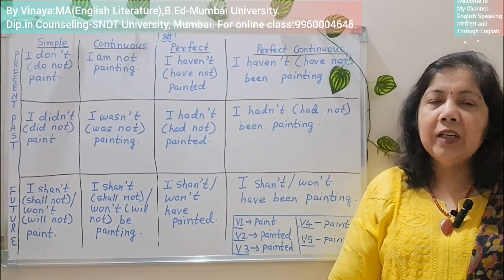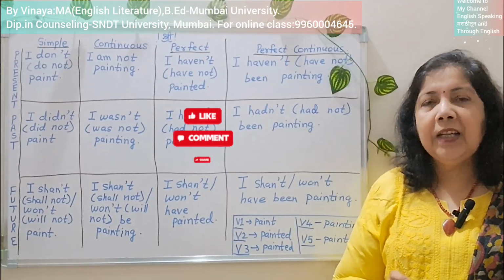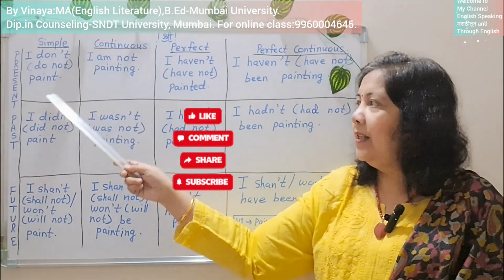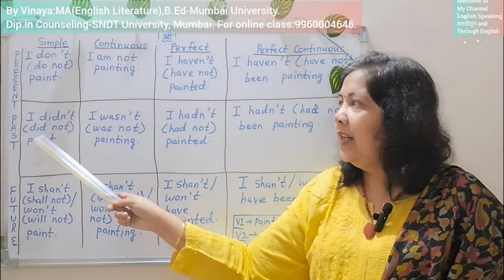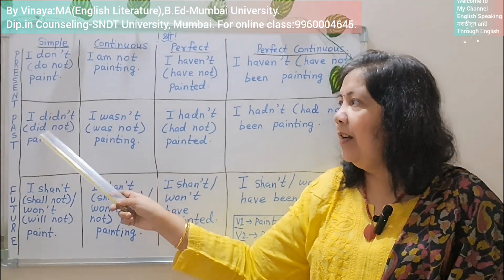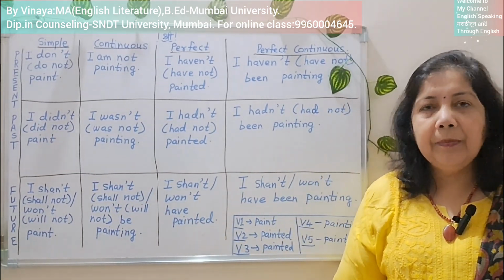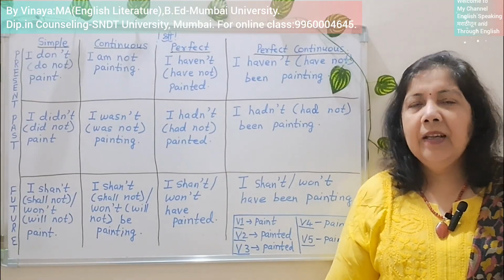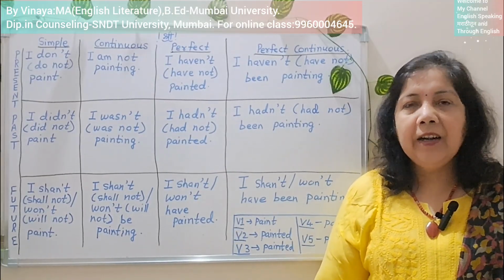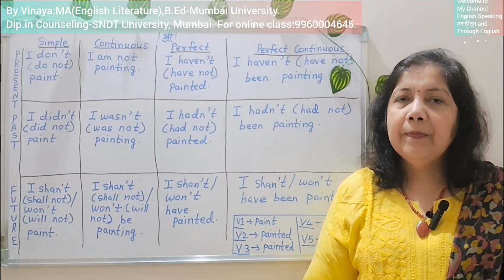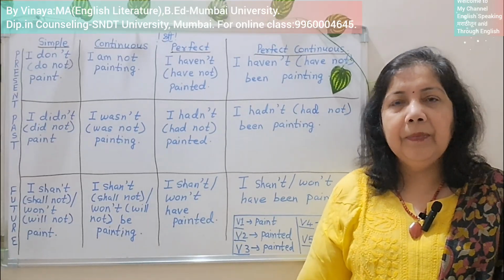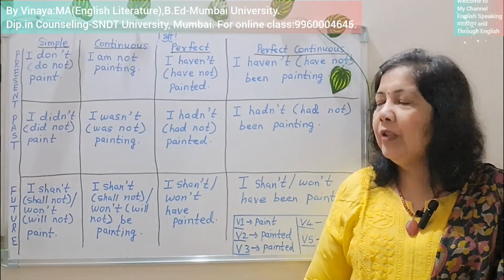Now let us move on to the past tense. First one in past tense is simple past tense. The sentence is I didn't, did not paint. I didn't paint, I did not paint. I is the subject. Did not or didn't plus paint, which is V1. That is the formula.